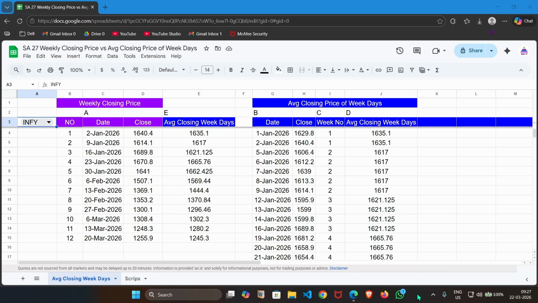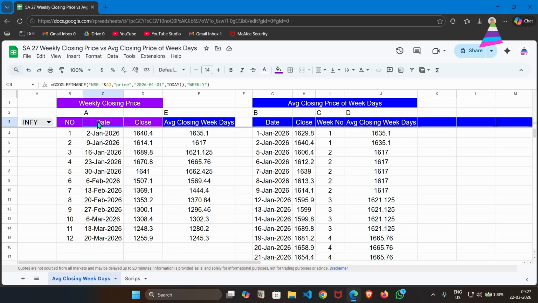Whereas if we consider average closing price of weekdays, we consider the closing price of all the days of a week, and then we find the average of those days. As an example, from 5th January to 9th January, we find the closing price of each day, and here we calculate its average. Once we find the average closing price of weekdays, we can compare it with weekly closing price and do some analysis. So first we understand how to find weekly closing price.